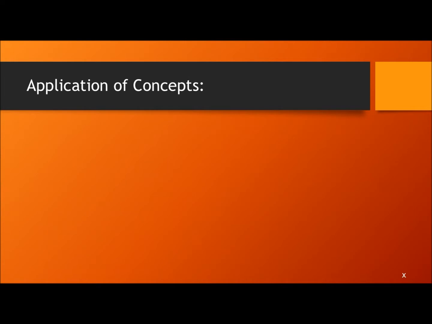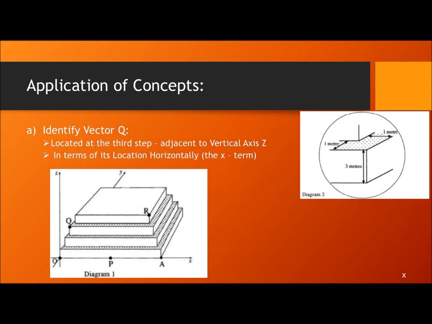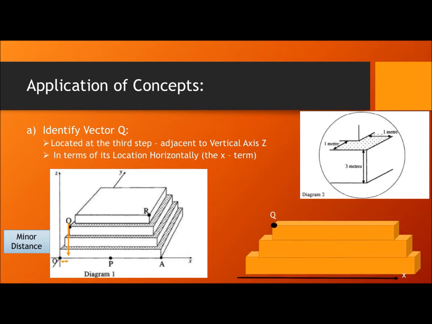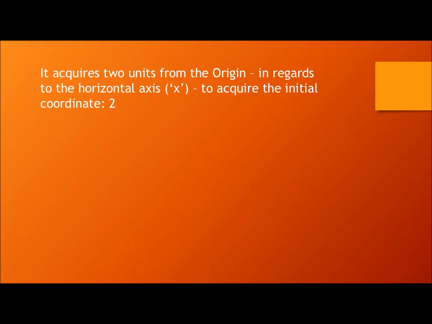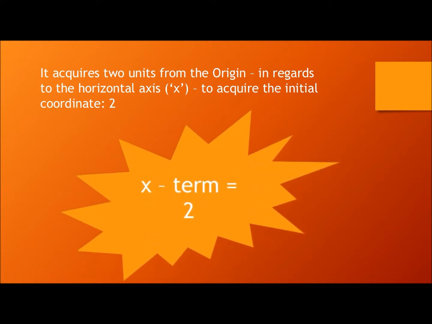The initial section of this problem would be to identify the unknown vector q with reference to the given information situated above. As we are aware that point q is situated upon the third step of the pyramid, where the width of one step is equal to 1 meter, it is considered to be situated 2 meters from the origin according to the x-axis. Hence, its x term would be equivalent to 2.